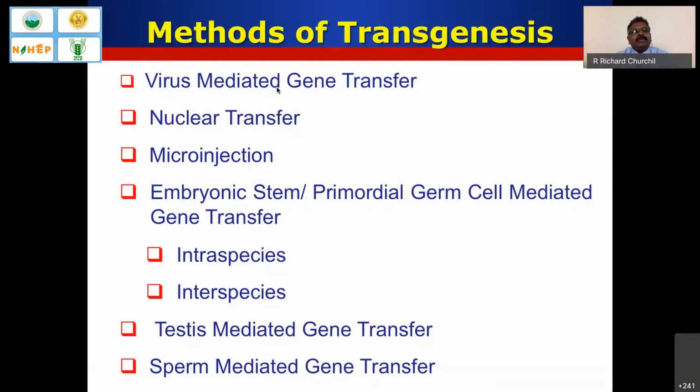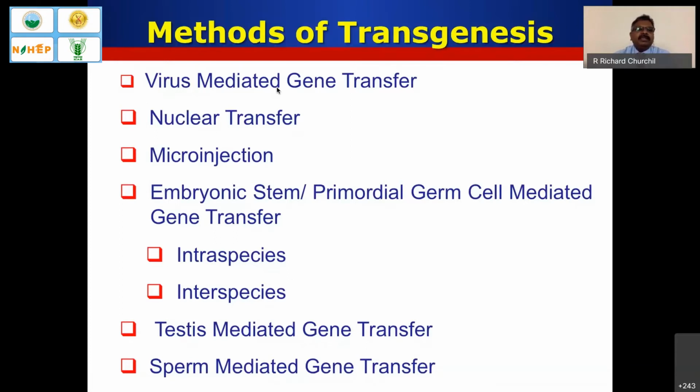In the case of microinjection, a few hundred copies of DNA are injected into the ovum before fertilization, before the fusion of the male and female pronuclei. So a few copies of the foreign gene can integrate into the host genome.